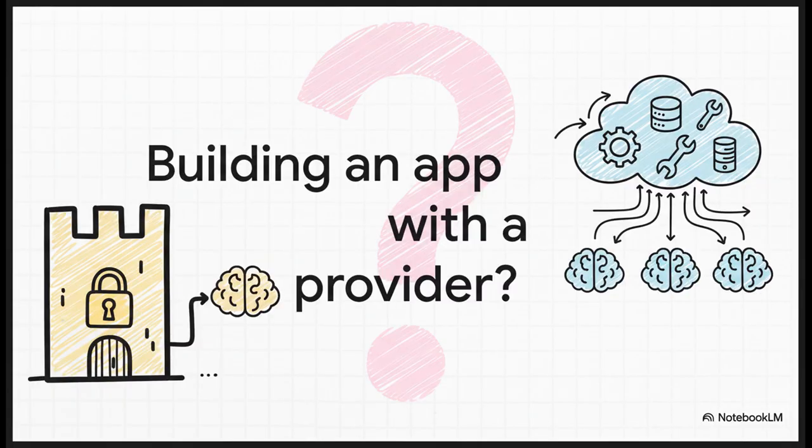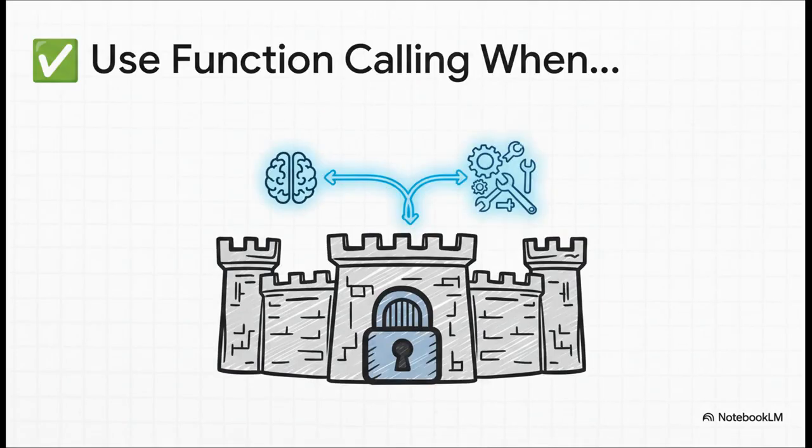All right, scenario number two. What if you're building an app and you're all in on one provider? You love what OpenAI is doing, you're using all their unique features, and you have zero plans to switch providers anytime soon. This is the absolute sweet spot for function calling. It was designed for this. It gives you that seamless native experience that just feels like part of the model.